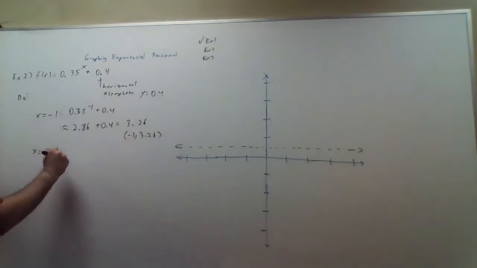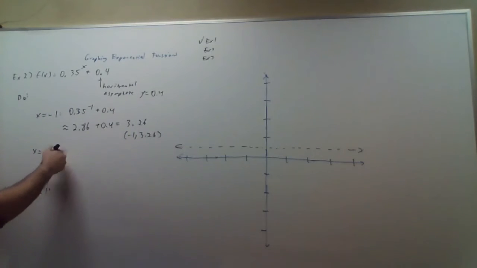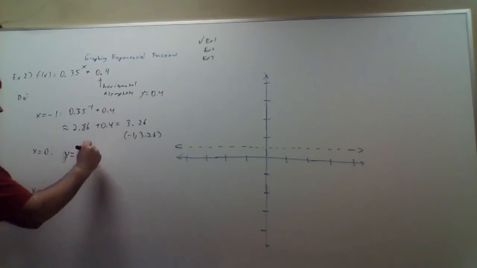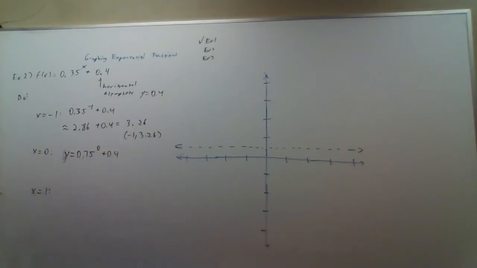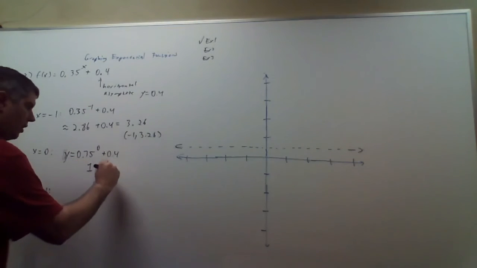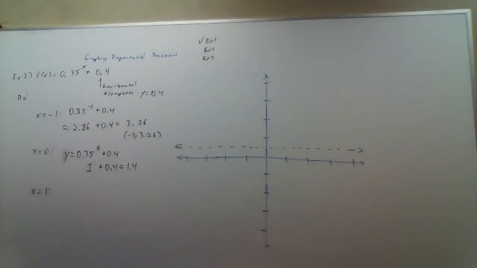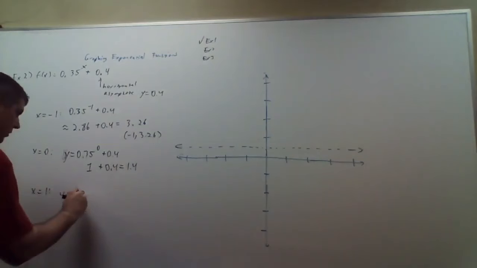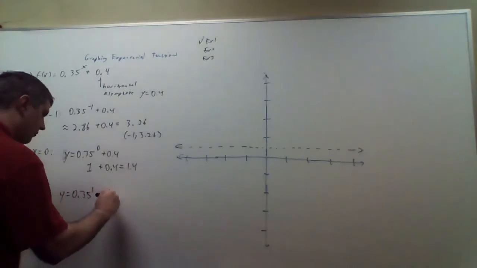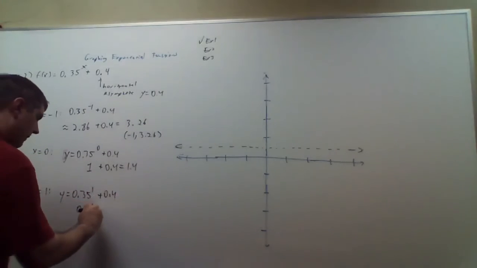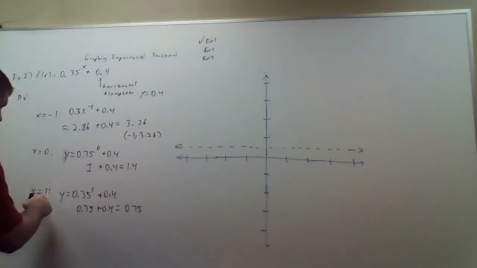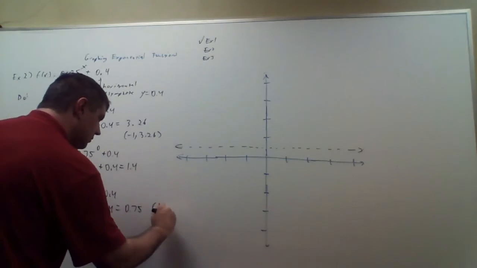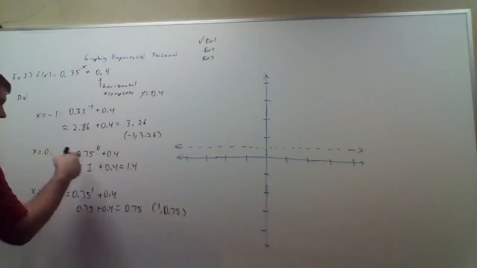All right, x equals 0, we would have y equals 0.35 to the 0 power plus 0.4. That's going to be 1 plus 0.4, 1.4. And then finally, y equals 0.35 to the first plus 0.4. Well, that's 0.35 plus 0.4, 0.75. So this point is 1 and 0.75, and this one is 0, 1.4.